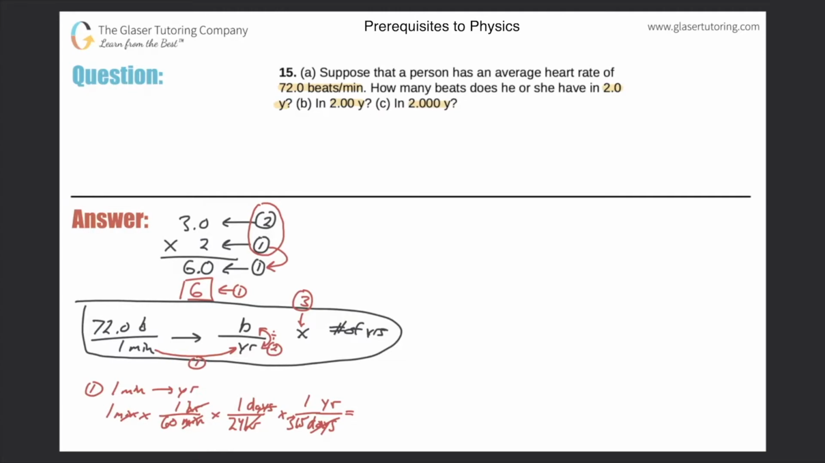That gives me an answer of 1.9 times 10 to the minus 6 years. Okay, great. So that's the answer to the first part.